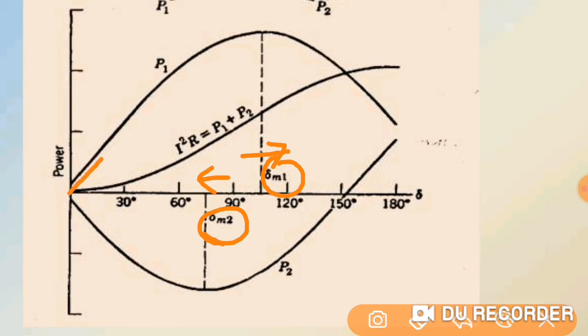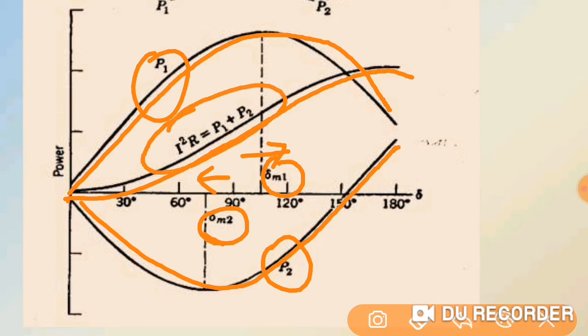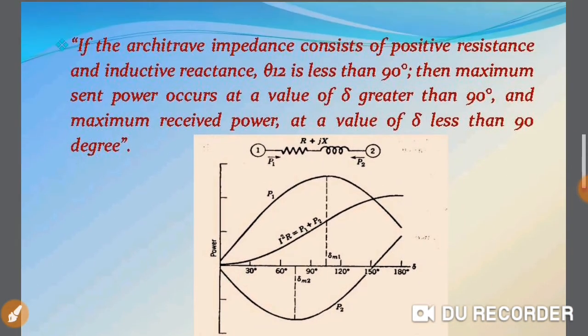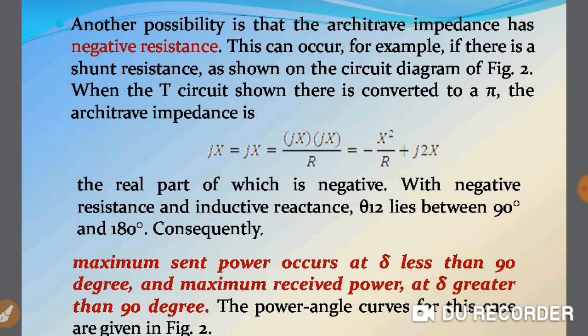So we have the power angle curve here, this for machine 1 and this one for machine 2. This is P1, this is P2. The equation of the power is given by this central curve, which is represented by the equation I squared R is equal to P1 plus P2. So this is the power angle curve for your particular positive resistance system.